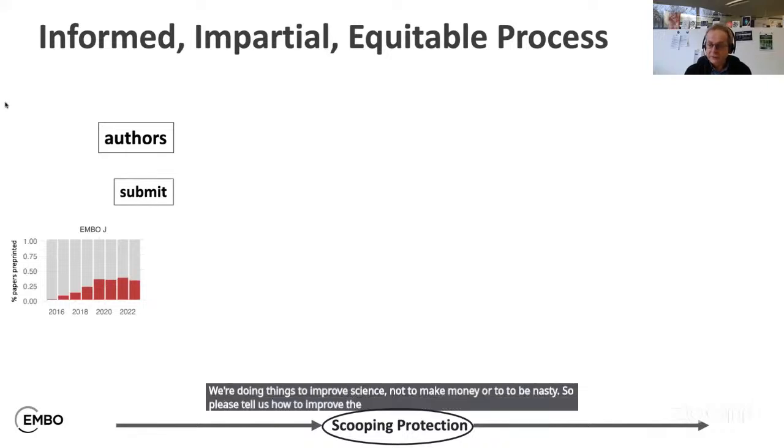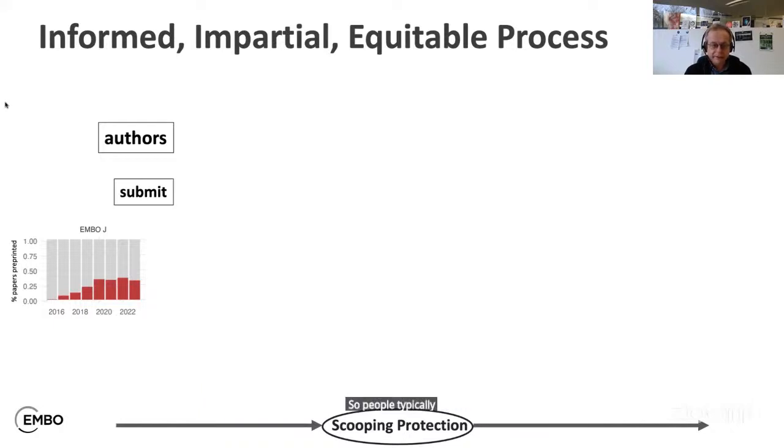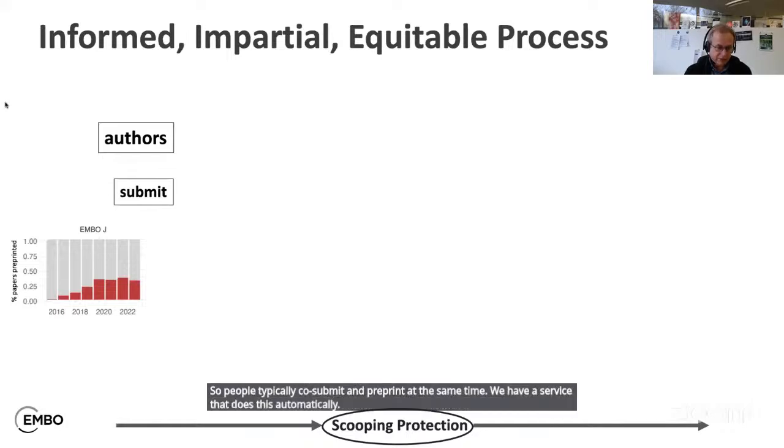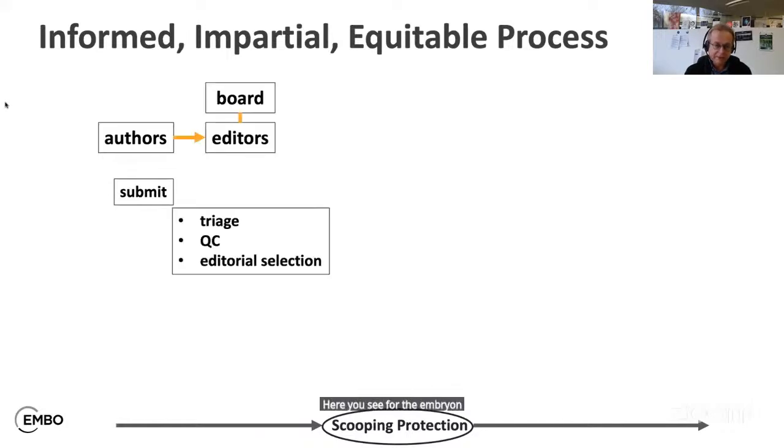So as an author, you submit your paper, and currently for about 30-40% of our papers, this is in the form of a preprint. So people typically co-submit and preprint at the same time. We have a service that does this automatically. Here you see for the EMBO Journal the number of preprints in red.